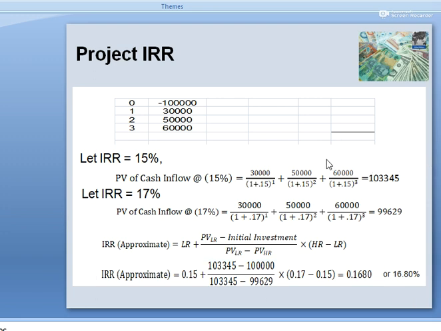Okay, so this is how the IRR will be calculated. Hopefully you understood. You can try this for the ST10 one that I gave you as homework in the previous class.